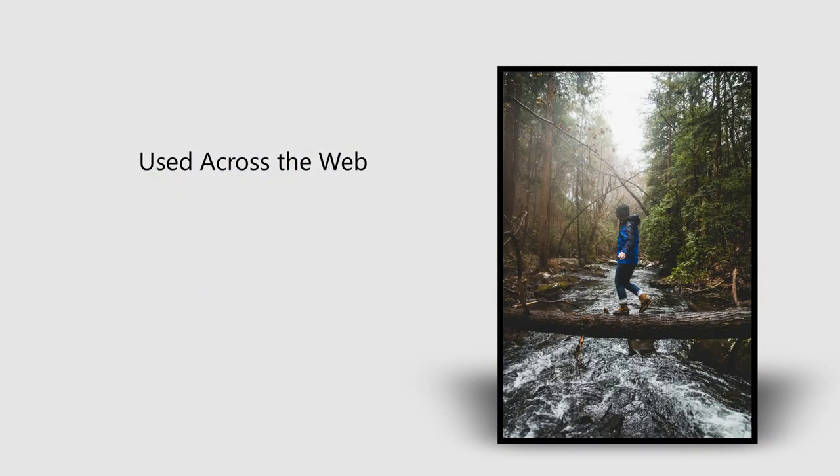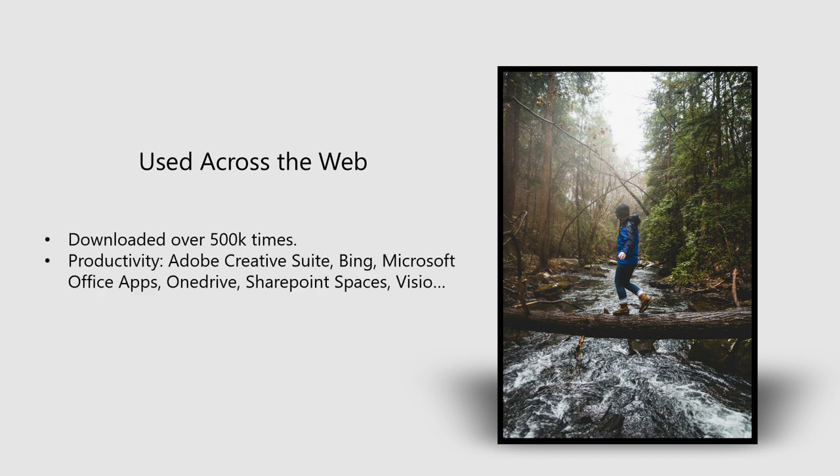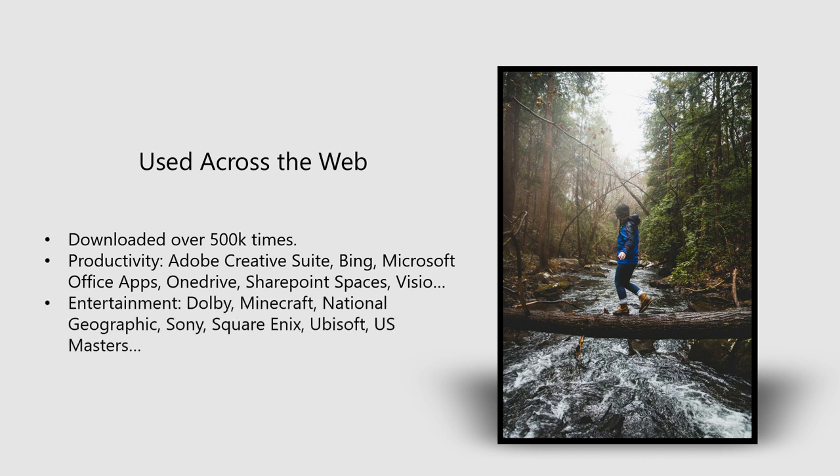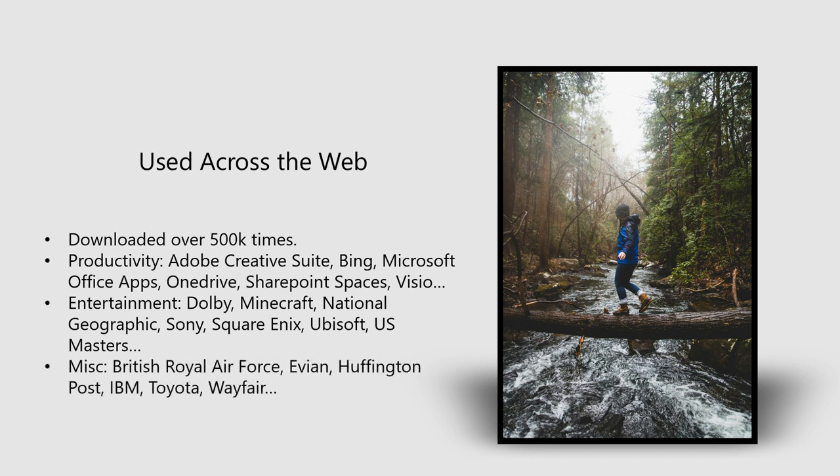And it's used in a lot of places. Chances are you've probably stumbled across it before and haven't realized it. It's been downloaded over 500,000 times, used in productivity apps such as Adobe's Creative Suite, Microsoft Office web apps, OneDrive, SharePoint Spaces, Bing. It's used in the entertainment industry. Dolby's used it, Minecraft Classic. If you caught the 10-year anniversary of Minecraft, they released a classic version for the web built in Babylon. National Geographic, Sony, Square Enix, Ubisoft, Masters. And then some other fun ones, the British Royal Air Force, which we'll take a look at in a little bit, has a really great website, Huffington Post, IBM, Toyota, and Wayfair.